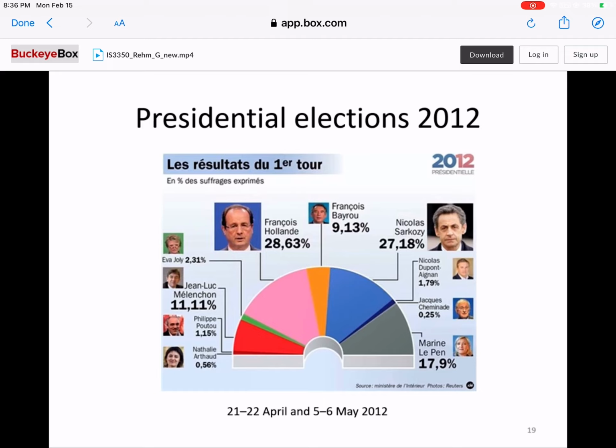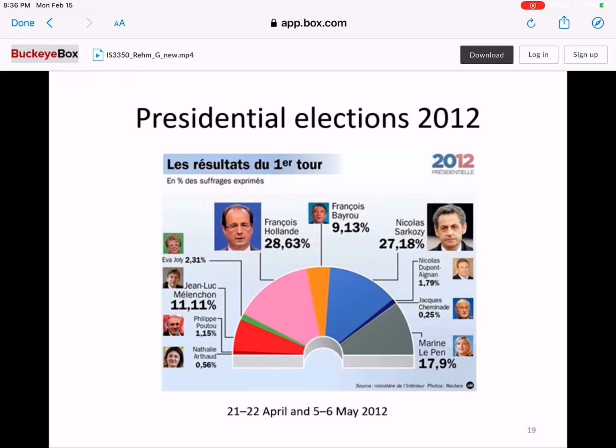Why do you have two separate elections, you may wonder? Well, here's how it works. In the first election, the ballot has lots of names on it, and people can choose whomever they want to. And in 2012, here are the results.